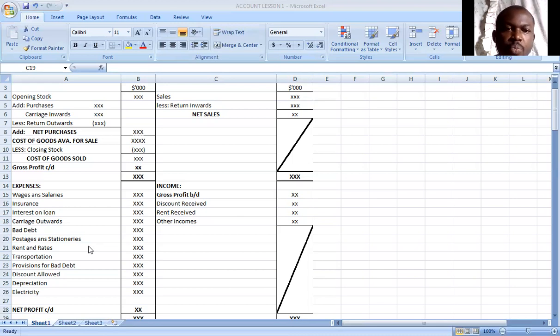The business could also pay for rents and rates. Okay, and these are expenses. Now, the business could also incur a certain amount of transportation. These are expenses. And the business could also provide for these bad debts that have been incurred.